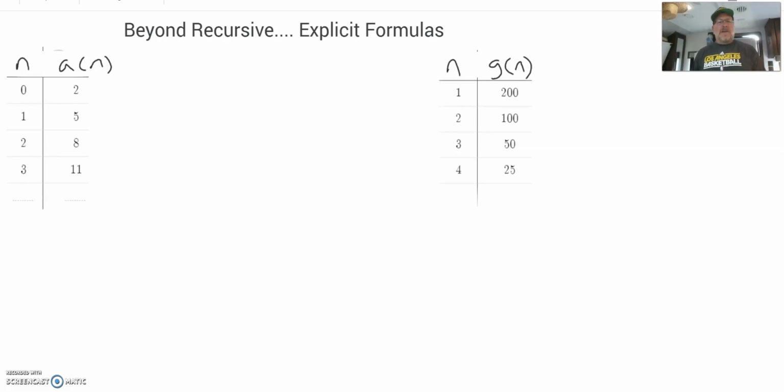Hi, let's take a look at these two sequences and let's go beyond recursive. I'm David and I'm going to try to go over something called explicit formulas.